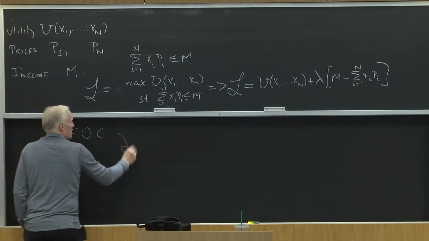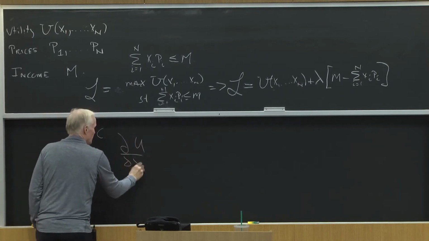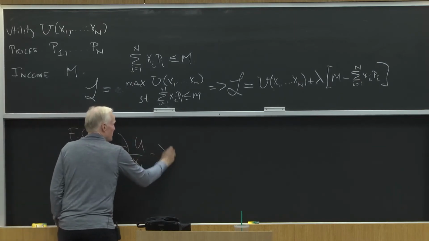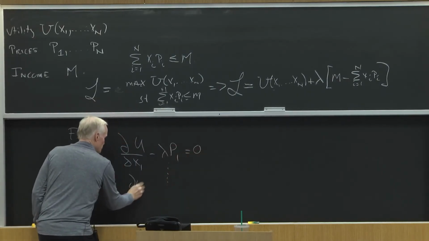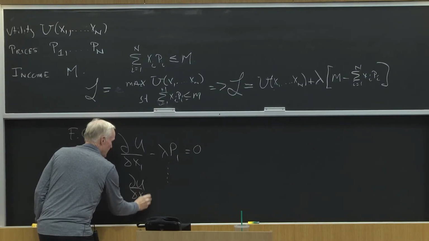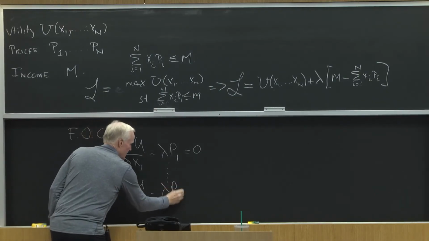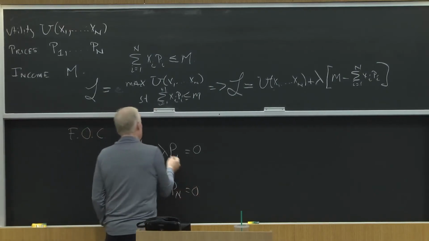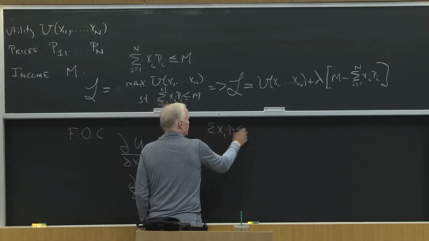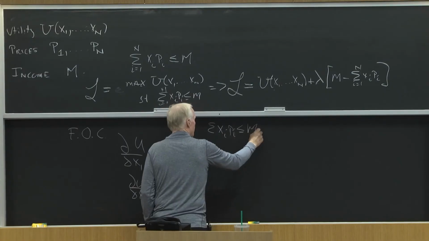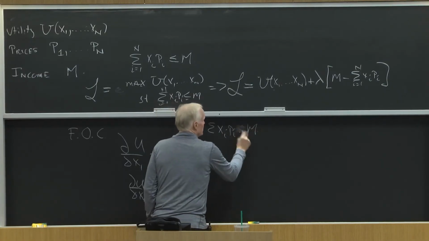are partial u partial x1 minus lambda p1 equals 0, down to partial u partial xn minus lambda pn equals 0, and your budget constraint, sum of the xi pi less than or equal to m. Or sorry, I'm just going to say equals.